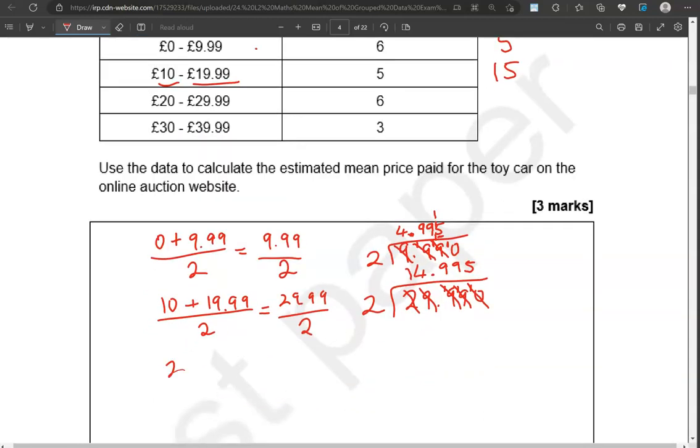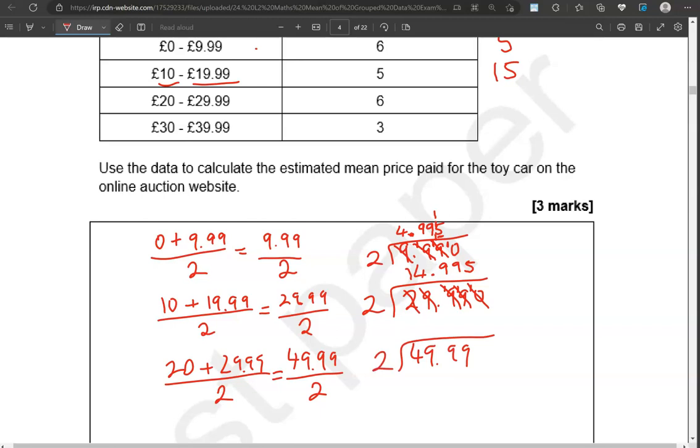Next one, 20 add 29.99 divided by 2, so that is 49.99 divided by 2. How many 2's into 4? That is exactly 2. 2's into 9, that is 4. We have 1 remaining. Again, that is 9, 9, and then 5 at the end. So we're going to round this to £25.